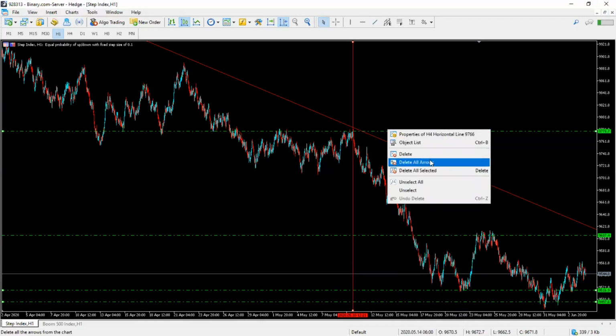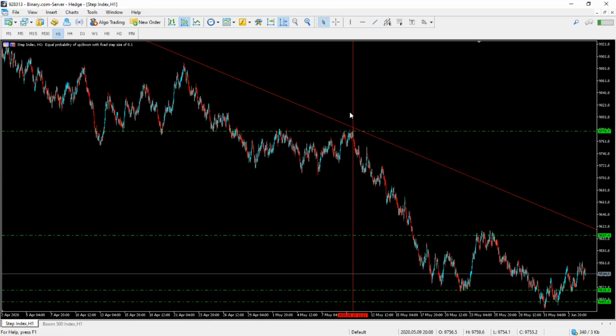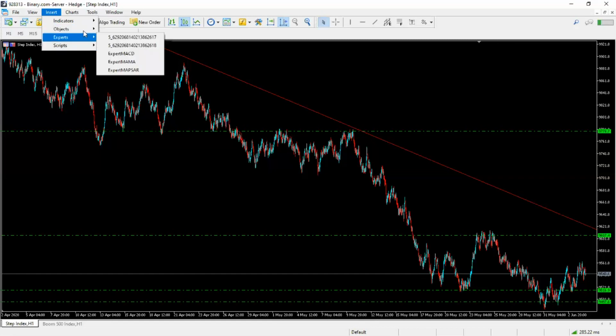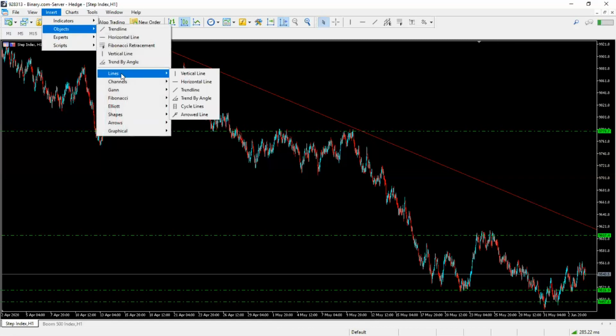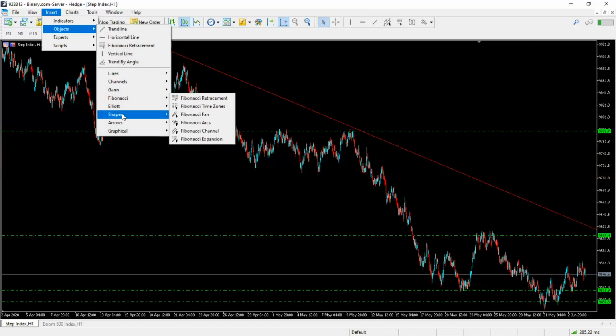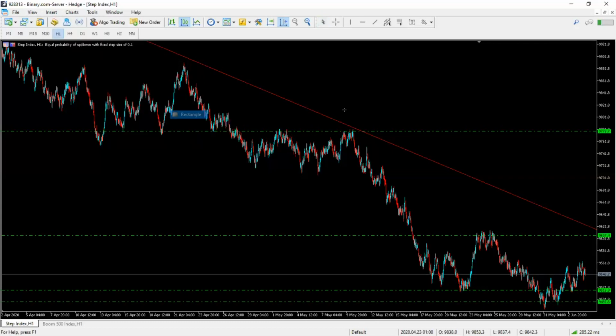So let me just try to put it clearly so that you are able to see it nicely. I'm going to insert an object that will show us that point in the lower time frame. So this is our point of interest.